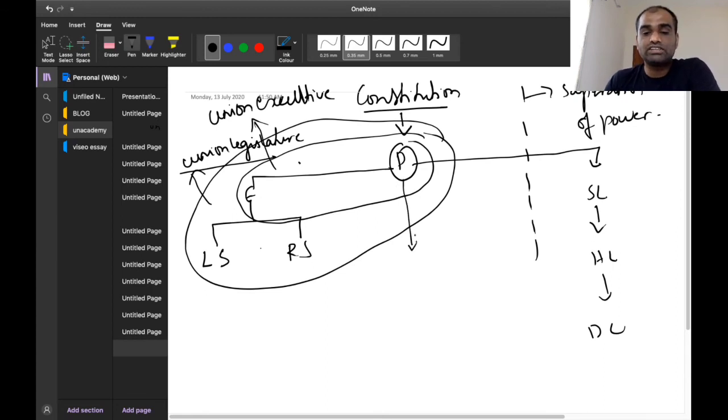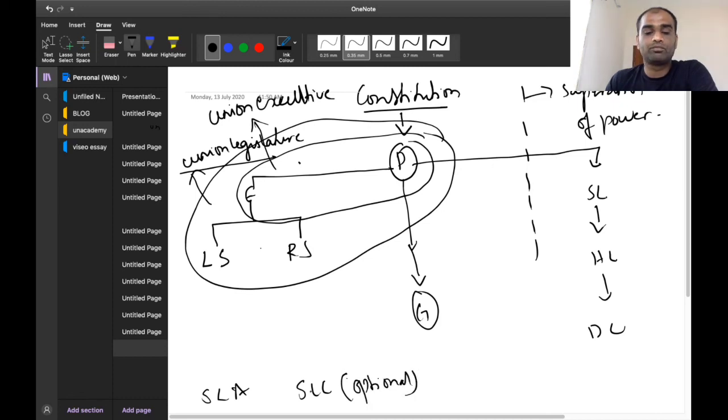But India also has state government. Now, the state government is represented by a person called the governor. Now, this governor is a representative of the President of India. Even in state government, there are two legislatures called the State Legislative Assembly as well as the State Legislative Council. Now, the State Legislative Council is optional. So, out of the state legislature, we will take the state executive.